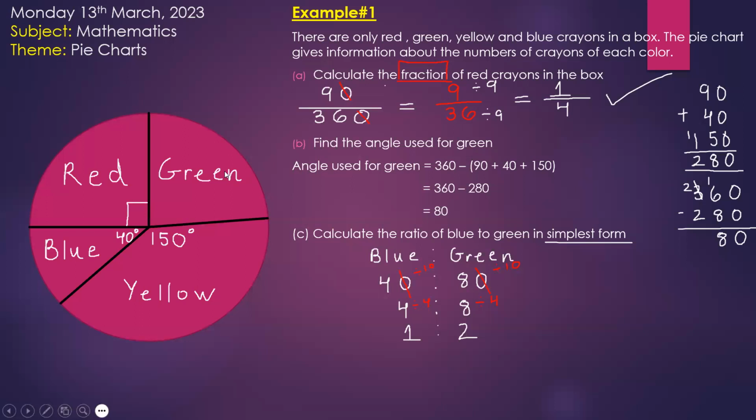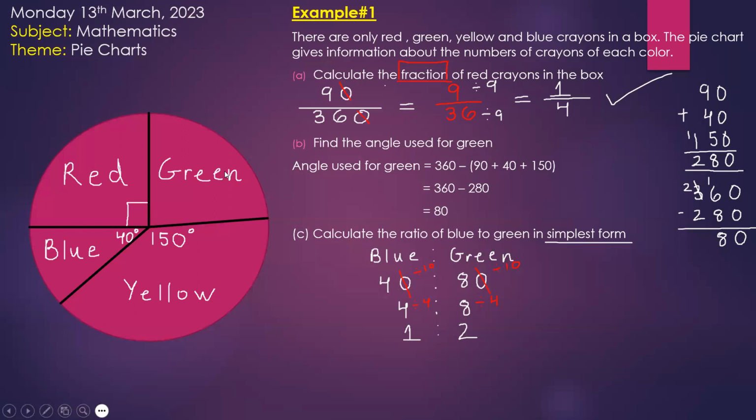And then the ratio? Calculate the ratio of blue and green. So to find the ratio, blue is 40 and green is 80. So you have to divide 40 by 10 and 80 by 10, and the 40 would give you 4 and the 80 would give you 8. So you have to divide both by 4 and you'll get 1 to 2. Very good. Thank you.